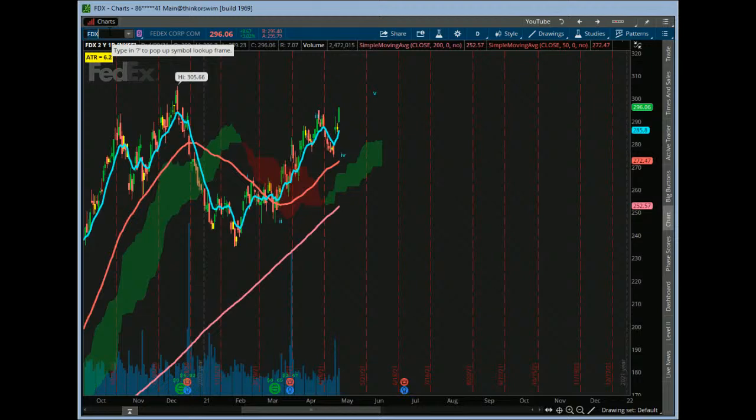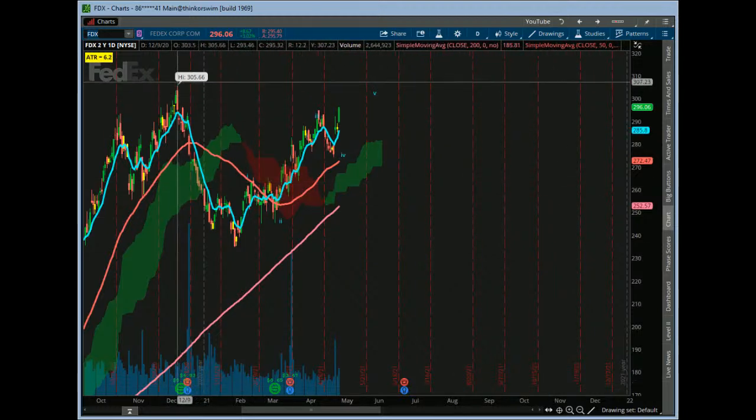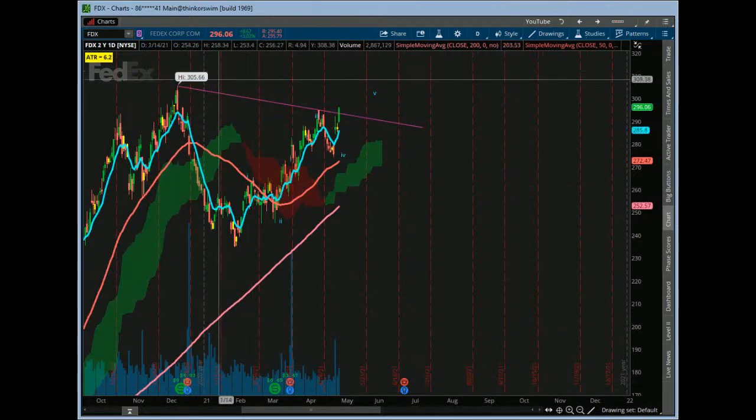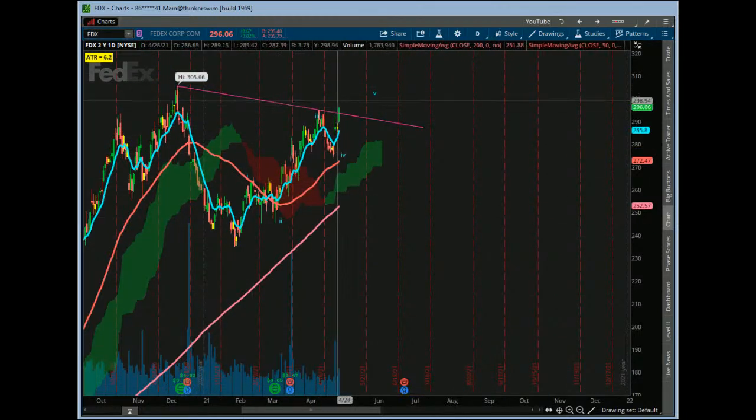Yeah, Fedex looks like a cup and handle pattern breakout today. Yeah, it looks like it's trying to, right? So a nice move right here. Yeah, you got a good. Here's your cup. Here's your handle. Right, nice breakout here with increased volume. So good stuff. Yeah, see if it can continue to work its way up.